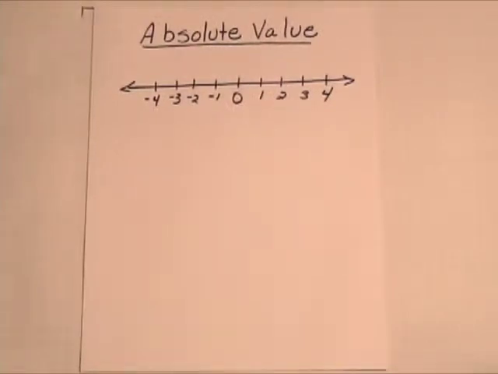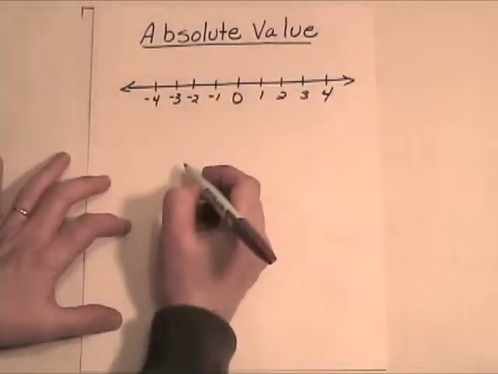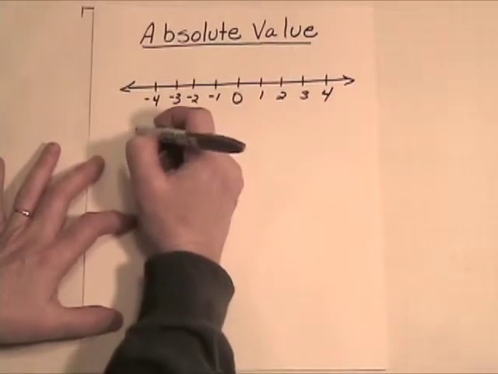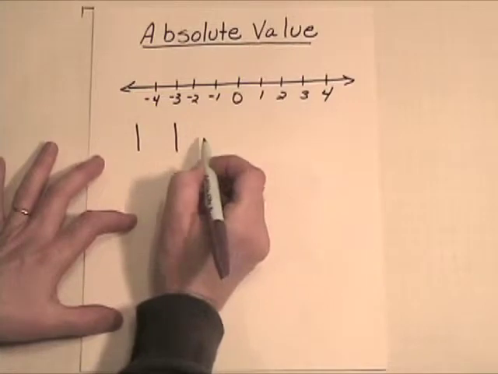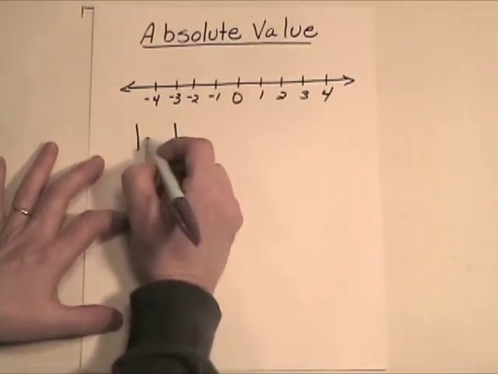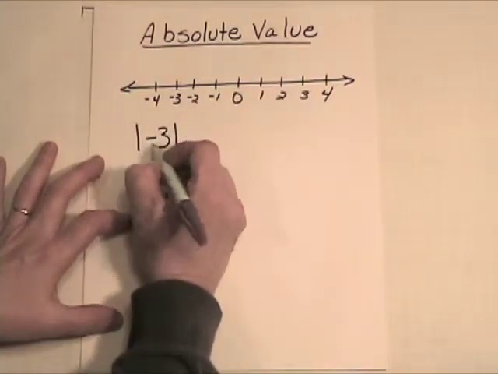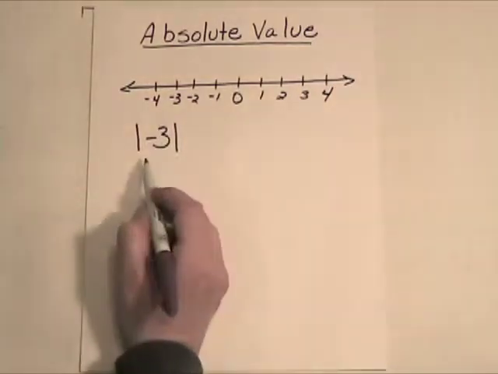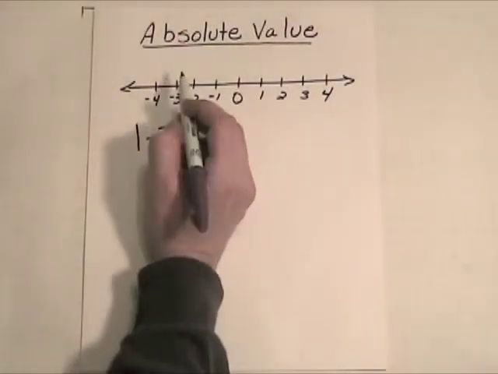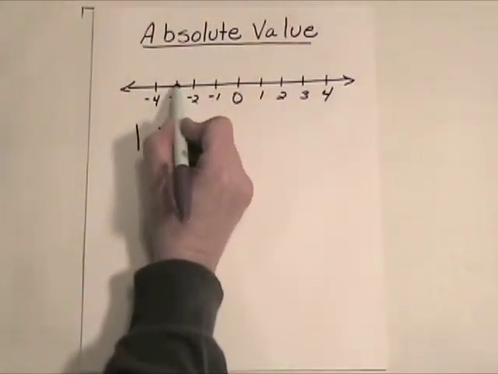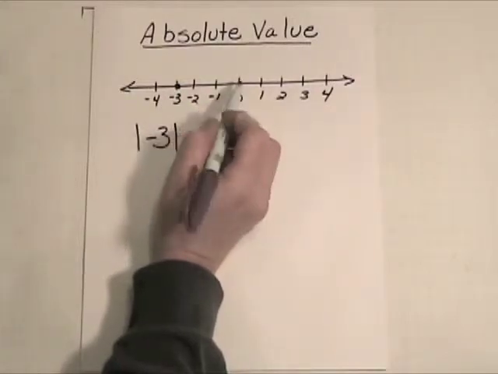Absolute value was developed by mathematicians to describe distance. And the notation that we use looks kind of like this. We use a vertical bar and another vertical bar, and we'll place a number inside the vertical bars. So this would be read the absolute value of -3. Now what does that mean? It means how far is -3 from 0.